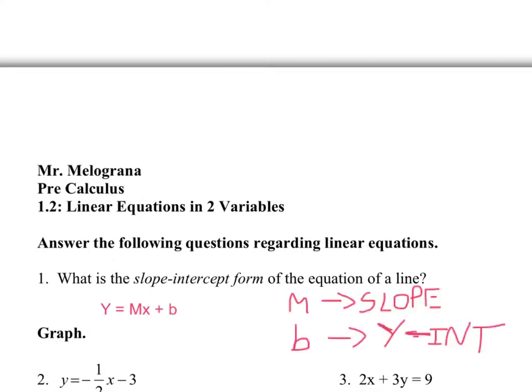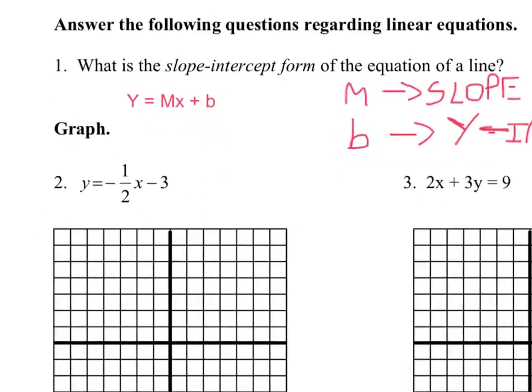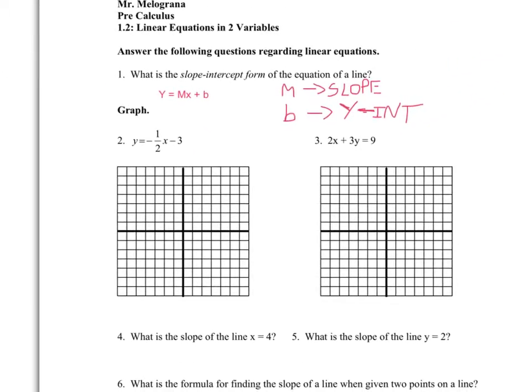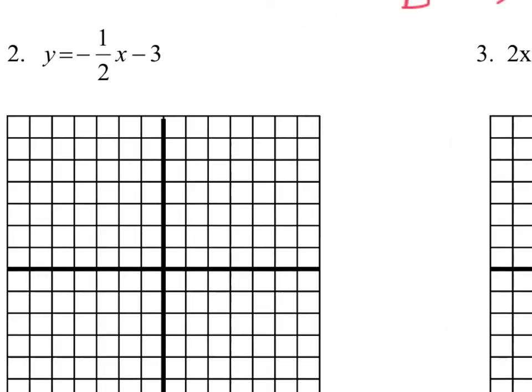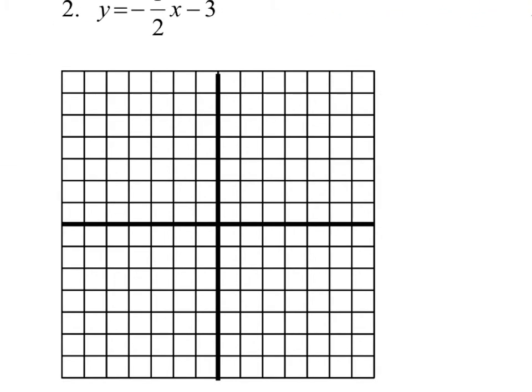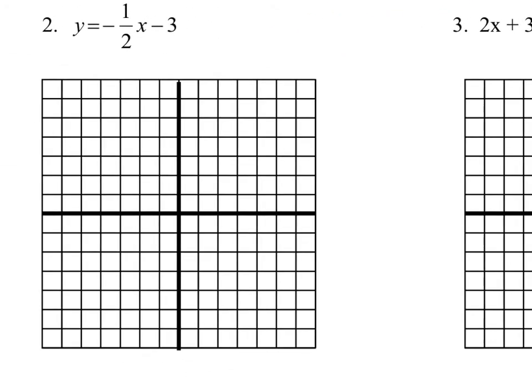Okay, let's take a look at number 2. Oops, let me zoom in on number 2. Alright, there we go. The good thing about number 2 is it's already in slope-intercept form for us. So this should be really easy. This should take us like 10-15 seconds to graph. All we have to do is recognize the slope and the y-intercept.